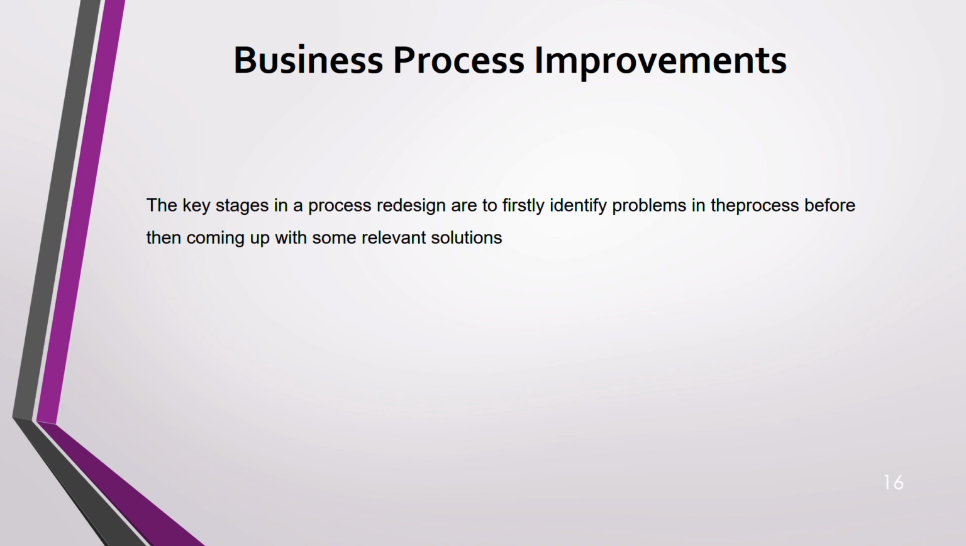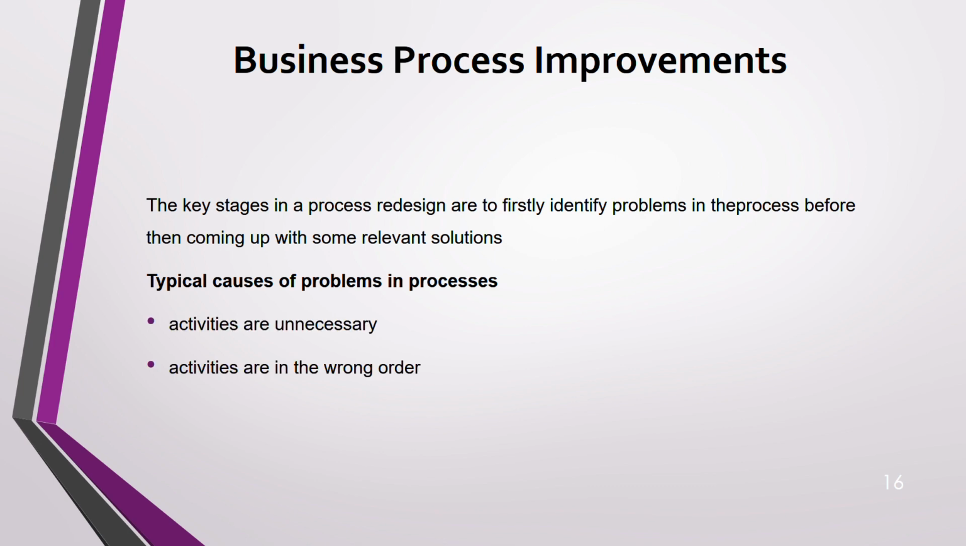So now, we are in the key stages in a process design. What is the key stage? Key stage is to first identify problems in the current process before you even come up with solutions. Okay. So, what could be the problems in the current process? Like this. Maybe activities are unnecessary, which you have to delete. Maybe activities are in the wrong order. Maybe they are missing. The activities take too long. So in your exam, you have to see out of this which problem. Maybe sometimes more than one problem could occur at the same time.